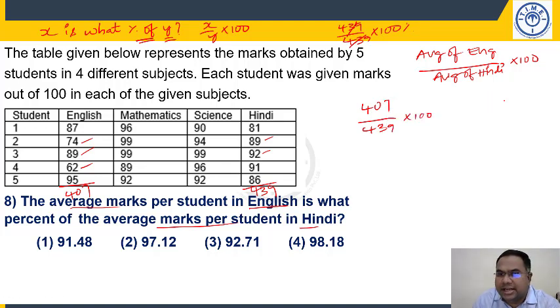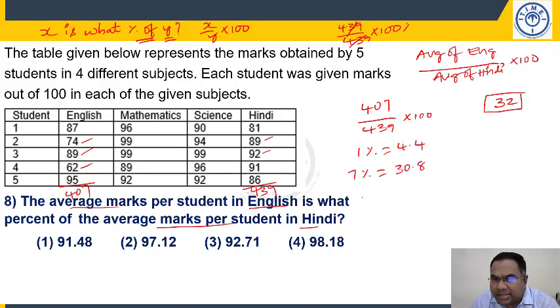So how much is less here? 32 is less. Right? So how much is 1%? 1% of the denominator is 4.4. How much is 7%? 30.8. How much is 8%? 35.2. How much we need to reduce? 32. The value is between these two. So I have to reduce somewhere around 7 to 8%.